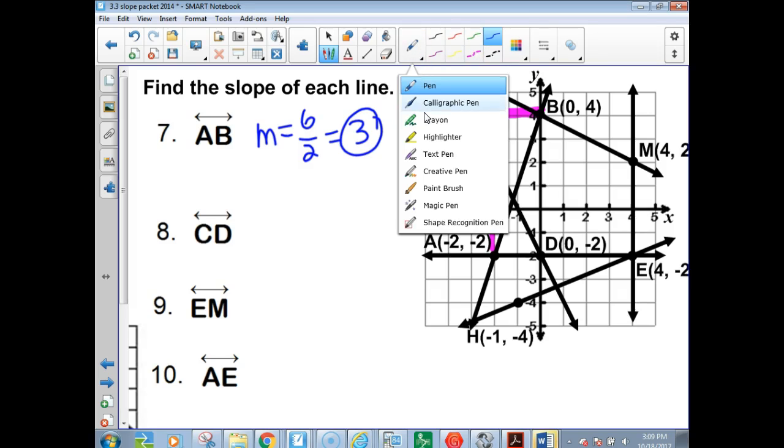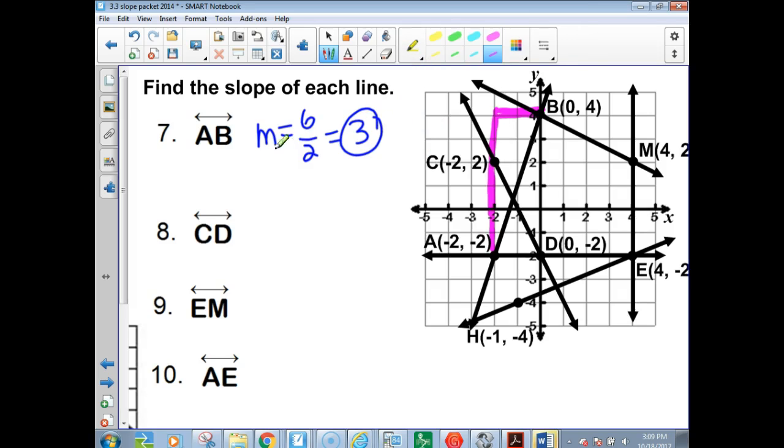I should have stayed with the pink on there. Now I'm going to do a different color just because I want to show what I'm doing. I'm going to go C to D. C is the most left point, so I'm going to climb from C down and over. So that's going to be a negative slope. Down 1, 2, 3, 4, and right 2. Down 4 and right 2 would give me negative 2 for the slope.